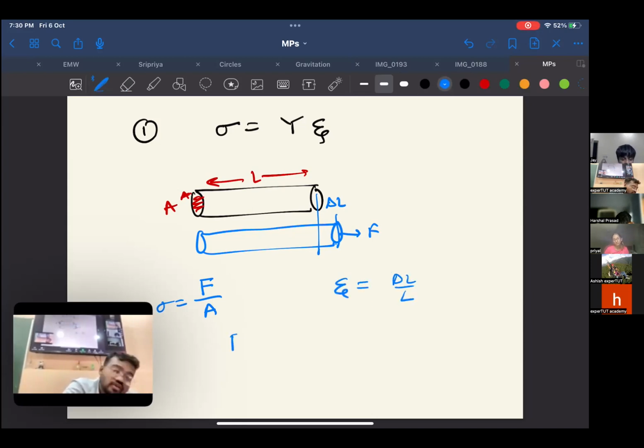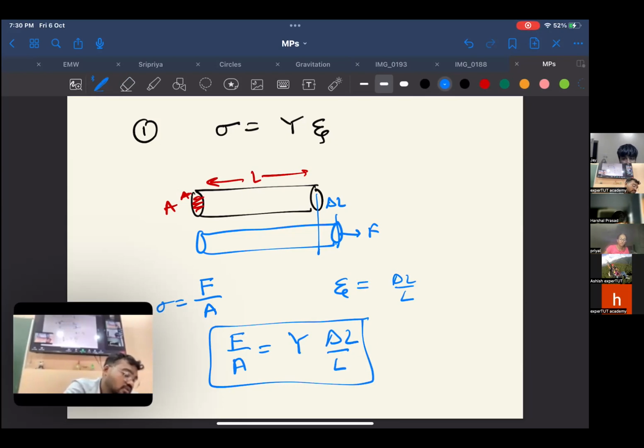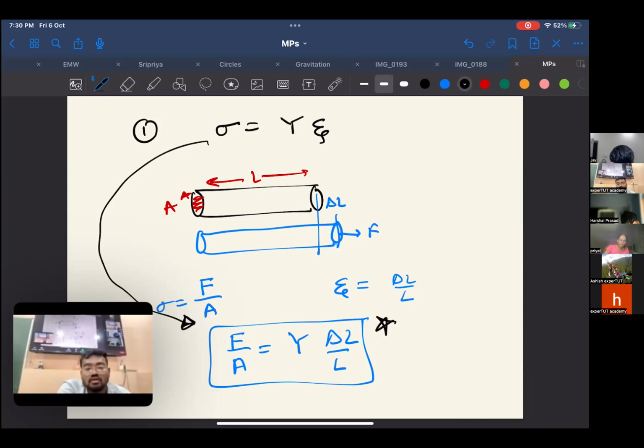So therefore you will write F by A, stress, is equal to Y times delta L by L. This is a very important equation. It will be used many times. Remember this. It is coming from this only. Stress is F by A, Y times epsilon, and epsilon is delta L by L.